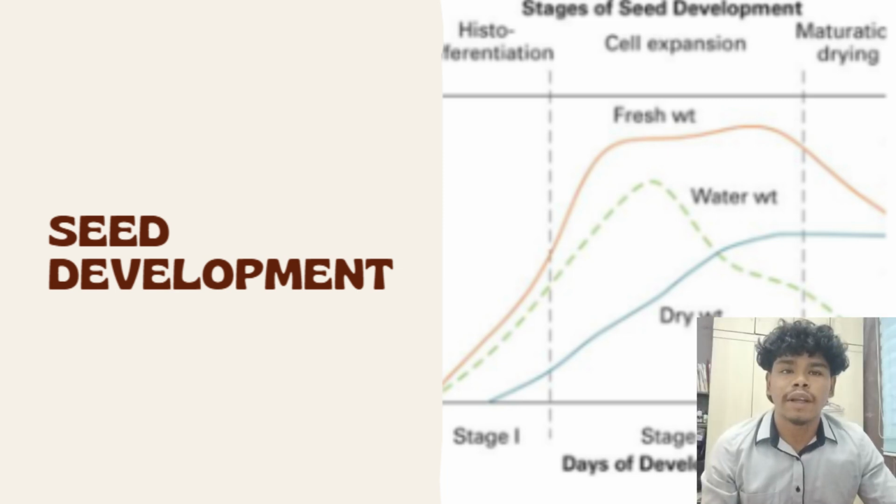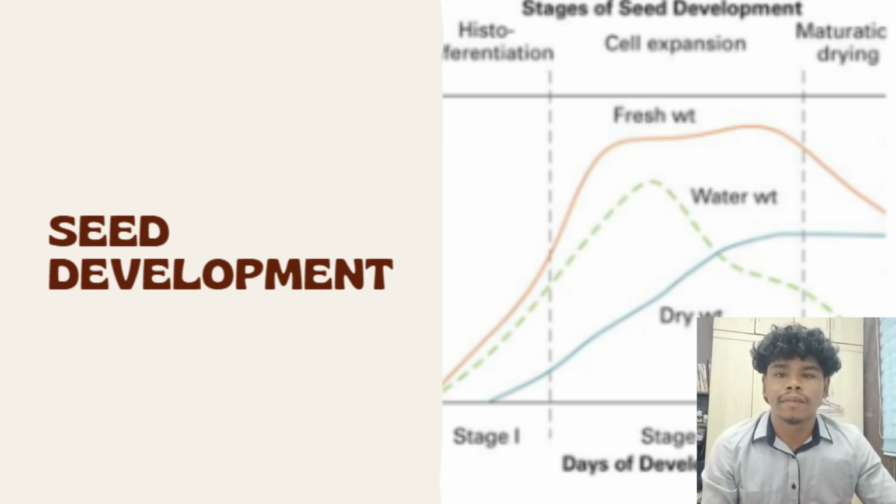And now let me interpret everything from this graph. From the histodifferentiation stage, we can see the dry weight starts to increase slightly. Then the fresh weight, mostly water at first, also begins rising slowly. In the cell expansion, which is stage 2, the fresh weight orange line increases the most. Then the water content, the green line, is also high. Then the dry weight, the blue line, climbs steadily as nutrients are stored.